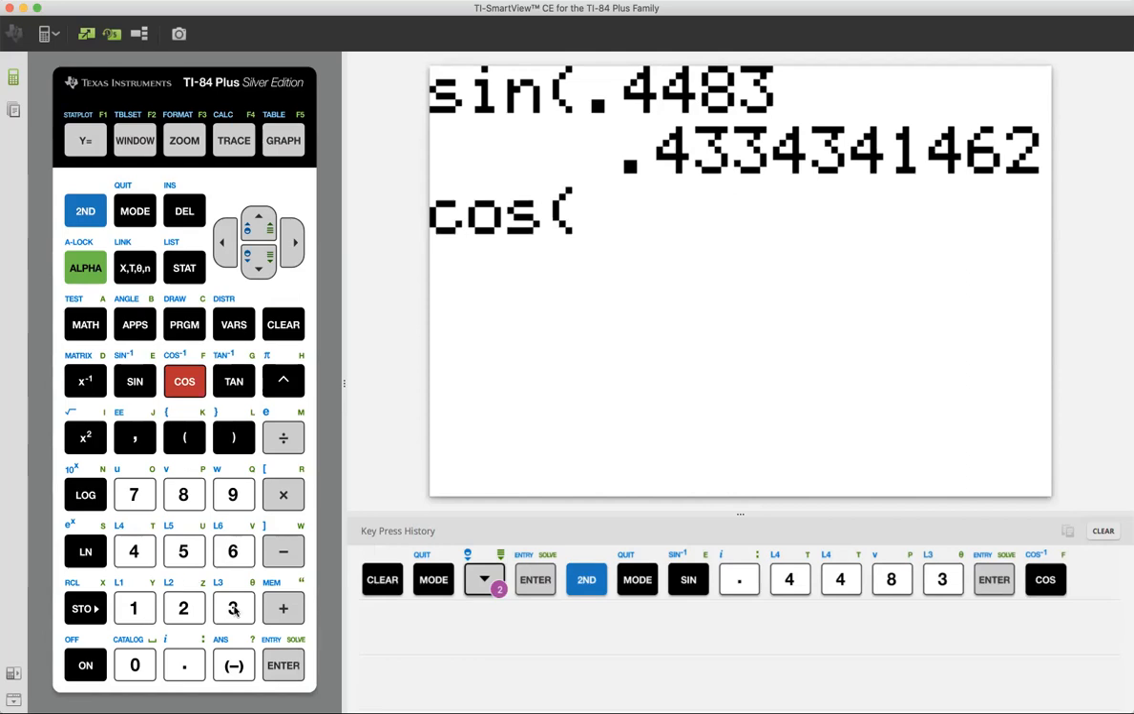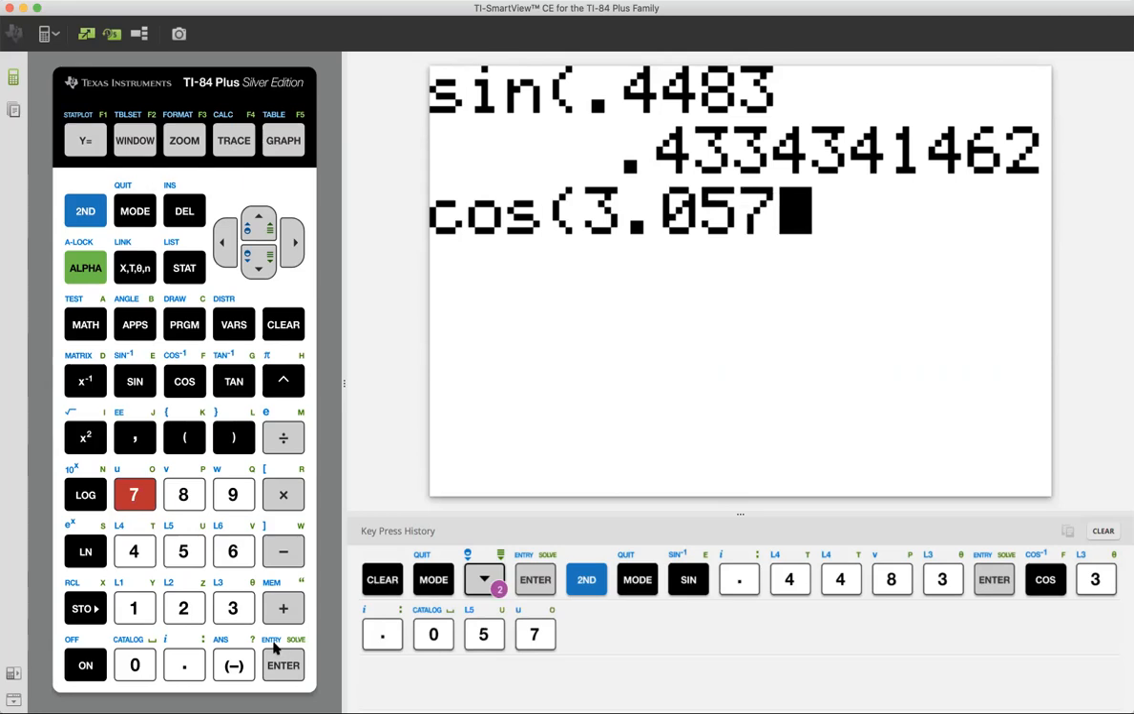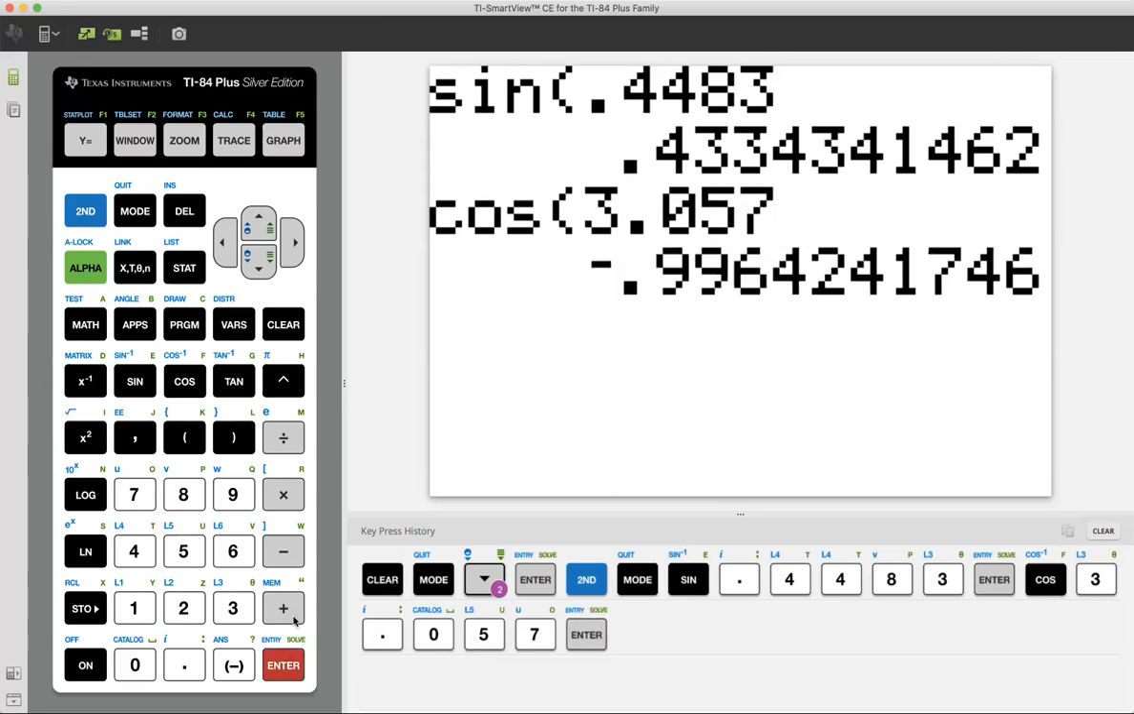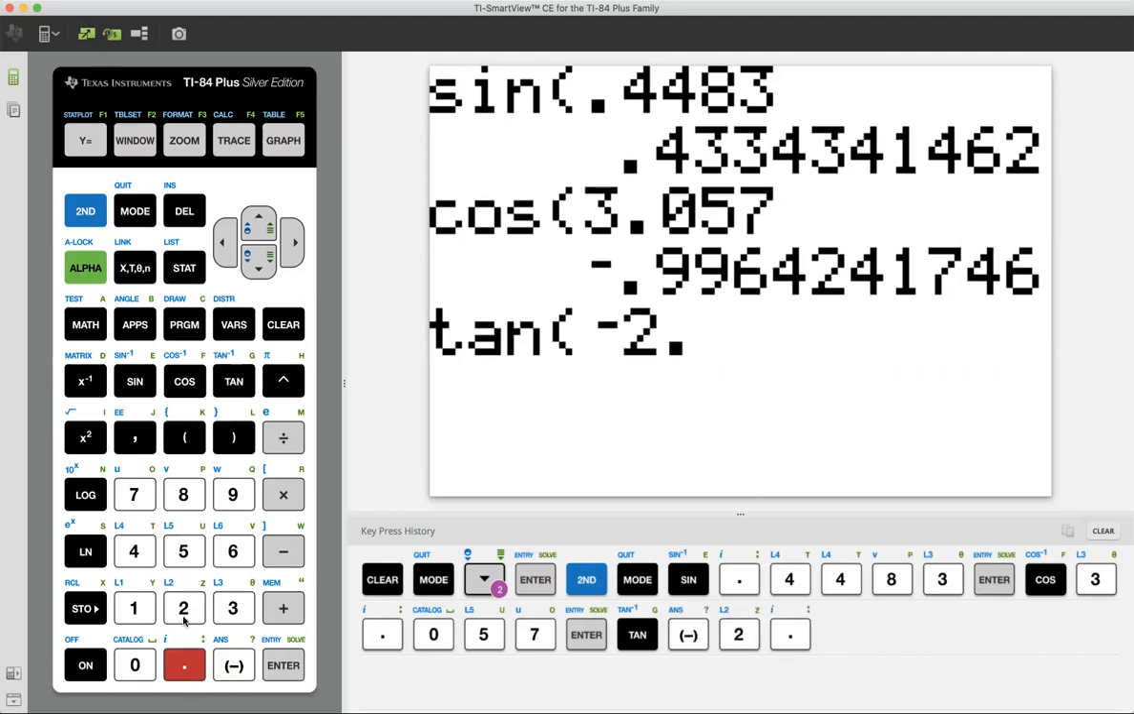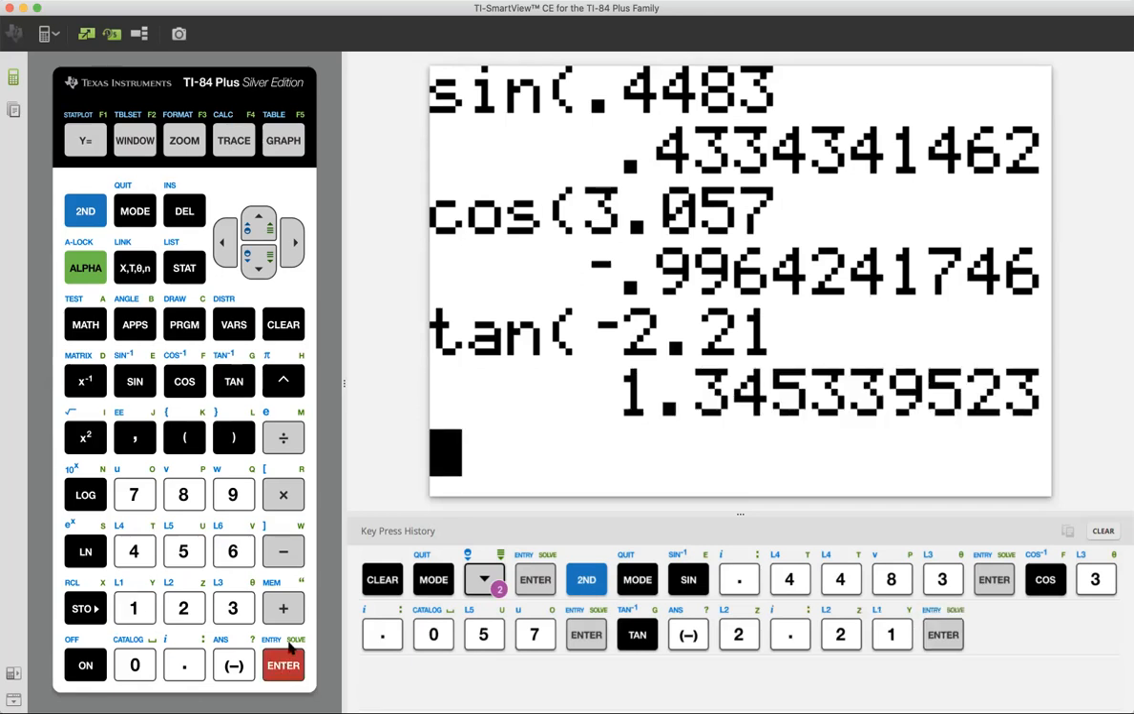Number 11 is cosine of 3.057. That's in radians, and I get a negative answer. That's okay. 0.996. Tangent of -2.21. Not rocket science at this point, right? Just typing things in. 1.345.